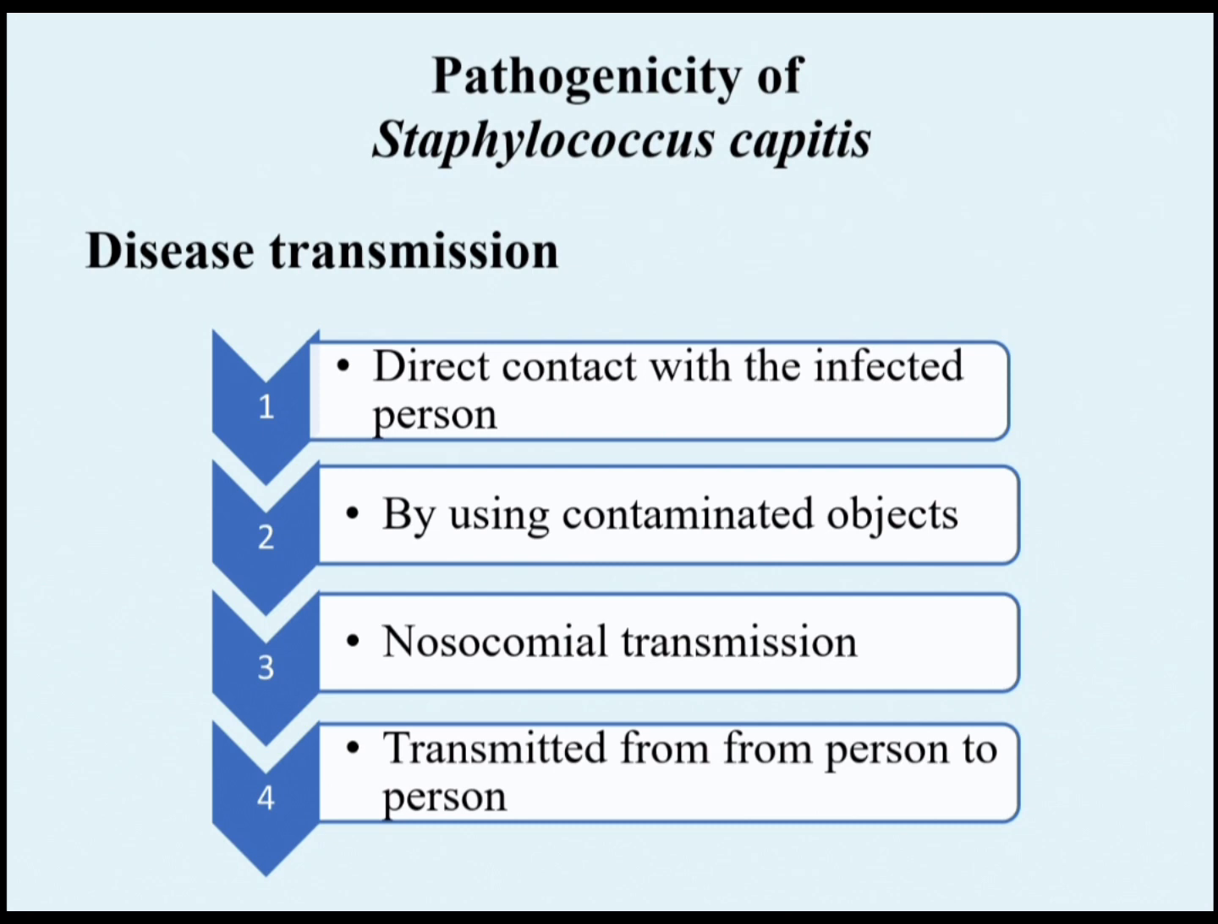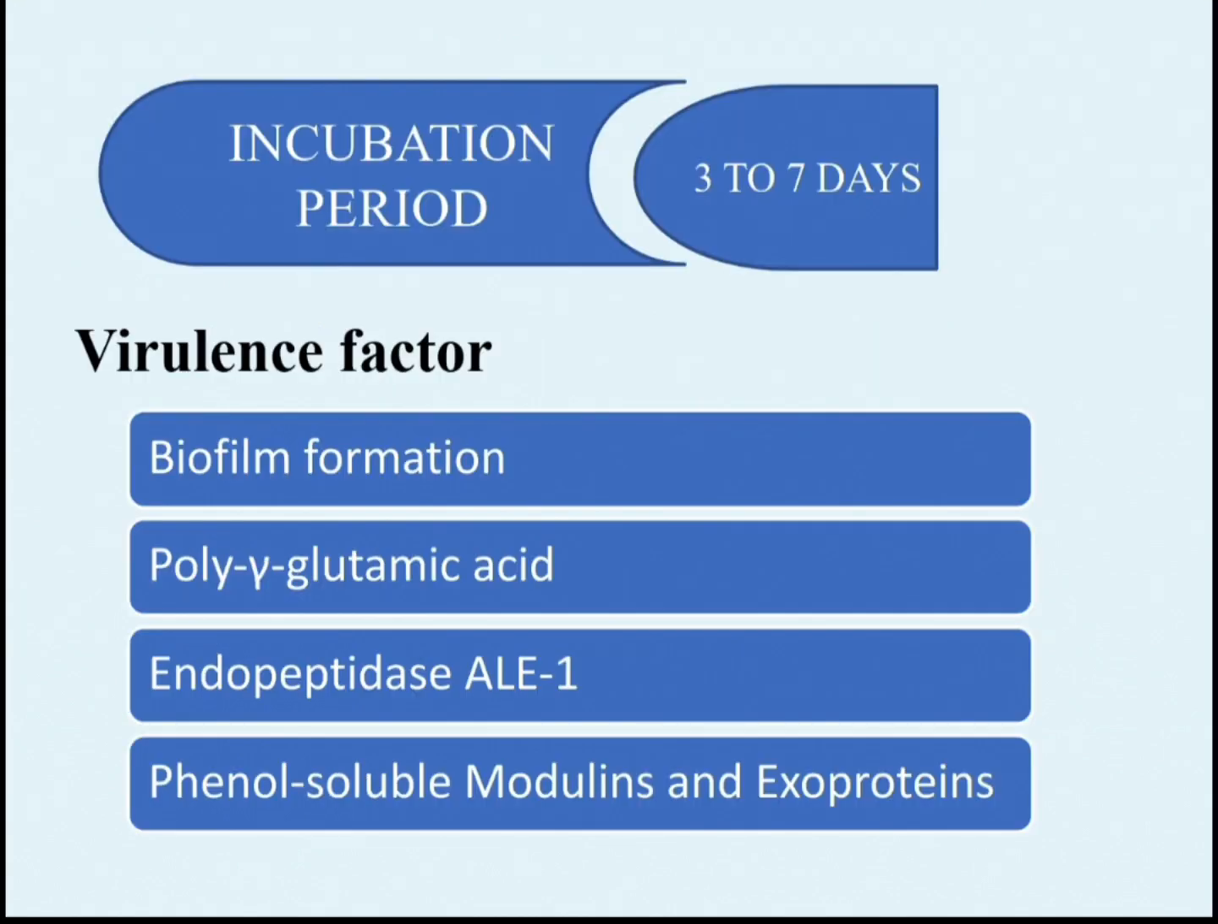Pathogenicity of Staphylococcus capitis. First, disease transmission. Staphylococcus capitis is transmitted by direct contact with an infected person, by using contaminated objects, by nosocomial transmission, or from person to person. The incubation period of Staphylococcus capitis is found to be 3 to 7 days. Virulence factors: biofilm formation, poly-gamma-glutamic acid, the enzyme endopeptidase ALE1, phenol-soluble modulins and exoproteins.